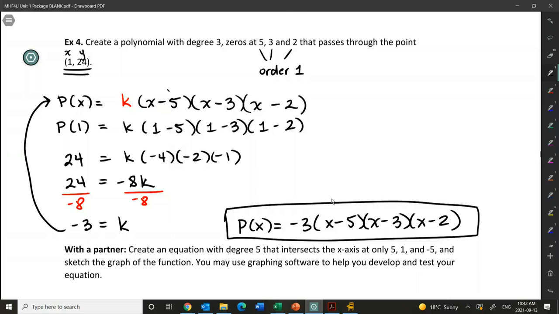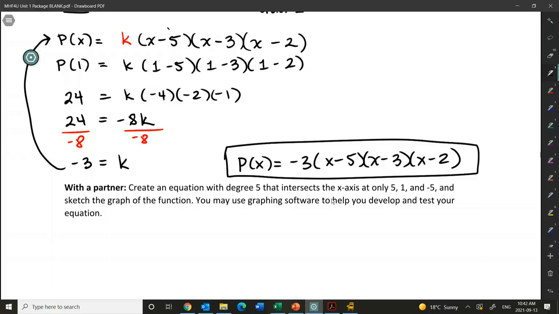So I think the next one is a good example of this. It says you are going to create an equation that's degree 5, and it only has 3 zeros. And you're going to sketch a graph of this function. If you need to, you can use graphing software to help and test. But in this case, if it's degree 5 and I only have 3 zeros, there's multiple answers for this one, right? I could have different combinations. And it doesn't matter which one is what order? Not in this case. Unless I specifically say this one's order 3, this one's order 1, like that idea.